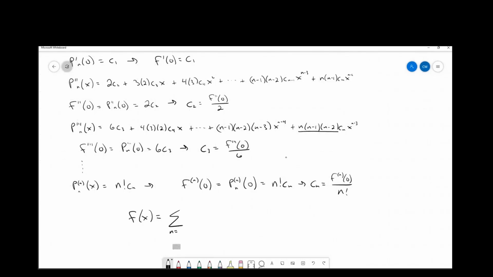Oops, let me fix that. I think that should say 0, not 1. It should say i equals 0.